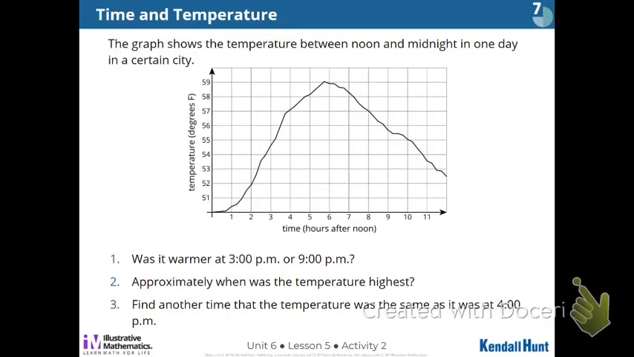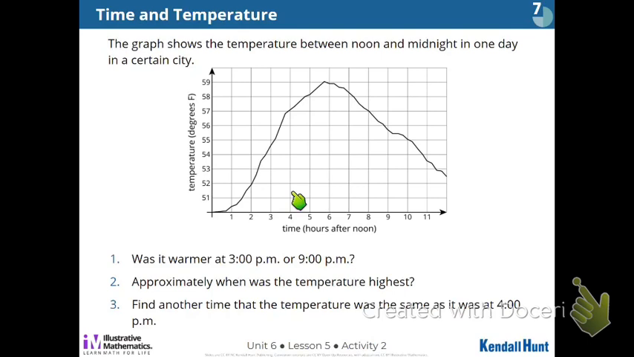So let's take a look at our graph. Was it warmer at 3 or 9? There's 3, there's 9. 9's higher, right? Okay. Approximately when was it highest? I would say about 5:45 p.m. Yeah, just a little before 6, right there, right?